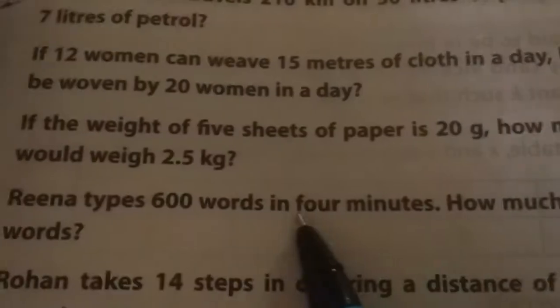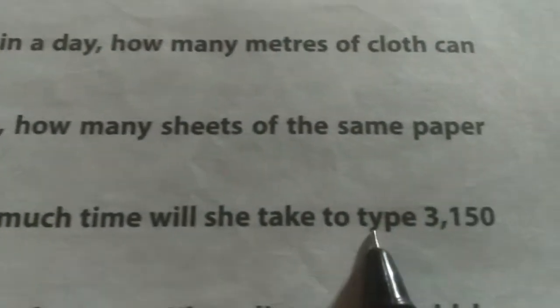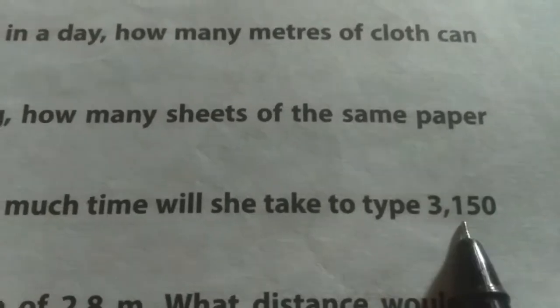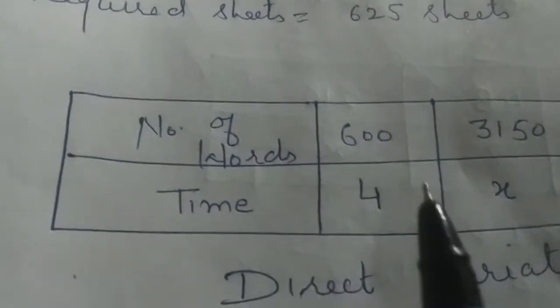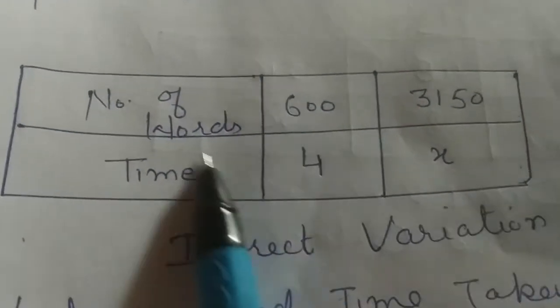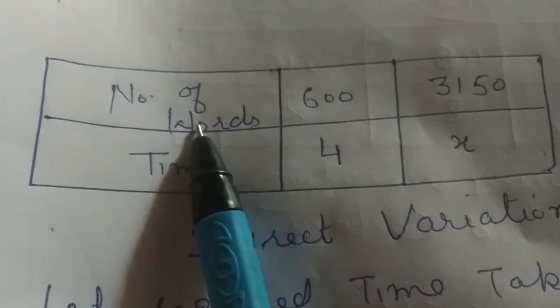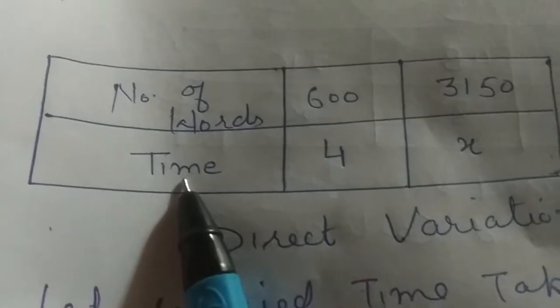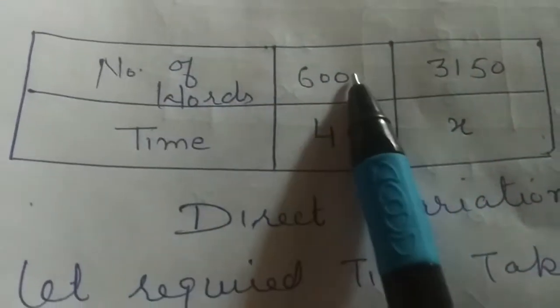Next is question number 8. Reena types 600 words in 4 minutes. How much time will she take to type 3150 words? So its solution is this. First of all, draw this box, write number of words she can type and time taken by her to type these words.